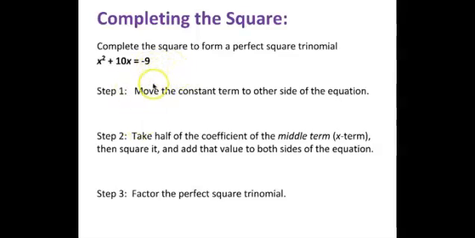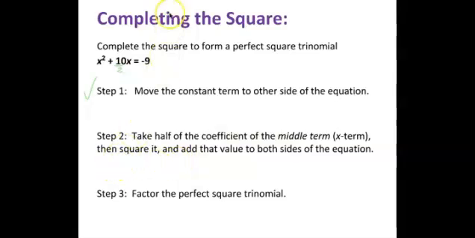Let's go through the steps again. It says first move the constant term to the other side of the equation. The constant term needs to be all alone. It's already done in this case. So that's already done. Step 1, done. Step 2, take half of the coefficient of the middle term, so divide it by 2, and then square it.